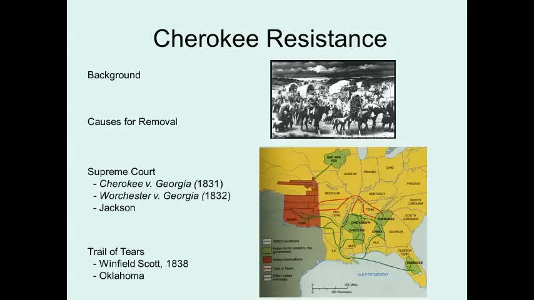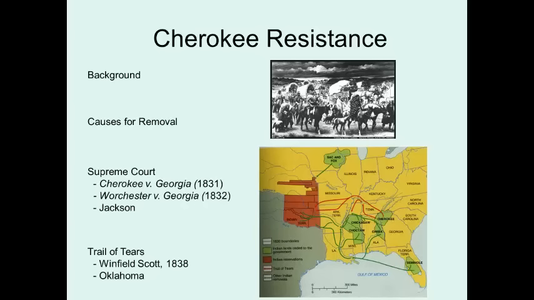Nevertheless, the Cherokee, just like other tribes in the South, are going to be removed. And there are several reasons for their removal. The first was straight up white land lust. The whites wanted the Cherokees' land to grow cotton. So they're in the way, we want their land, we're going to kick them out. That's the first reason.